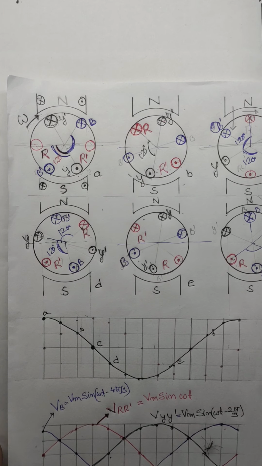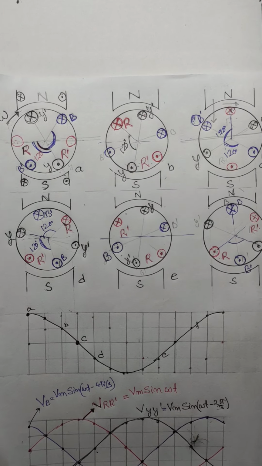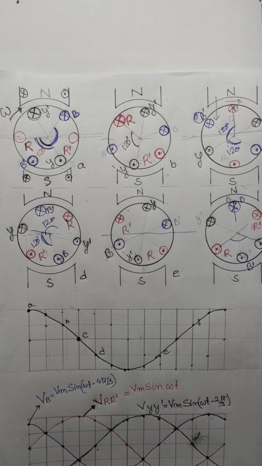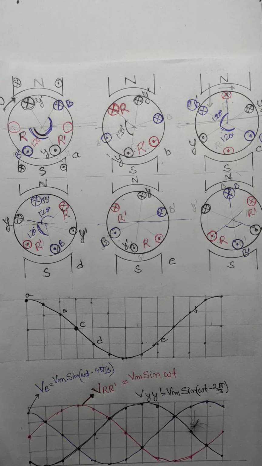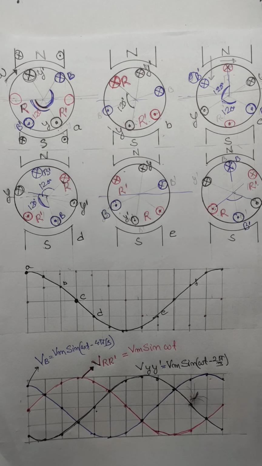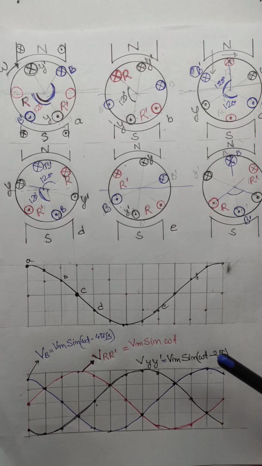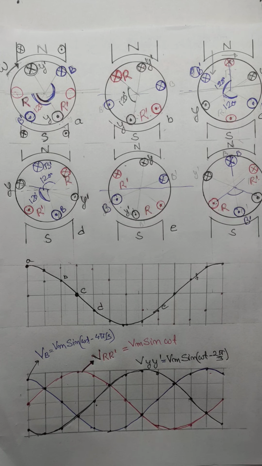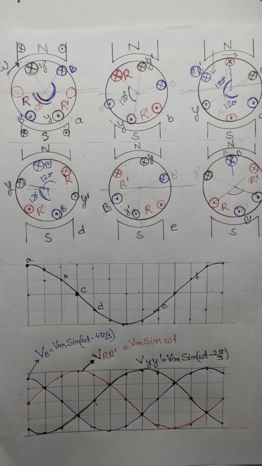So what we have seen is how three phase is generated in a synchronous machine. We have placed three coils, that's why three phase voltage is generated. However, if you place 5 sets of coils, it will generate 5 phase voltage. If you place 6 sets of coils, it will generate 6 phase voltage. If you place n number of sets of coils in the armature, then it will generate n phase voltage.